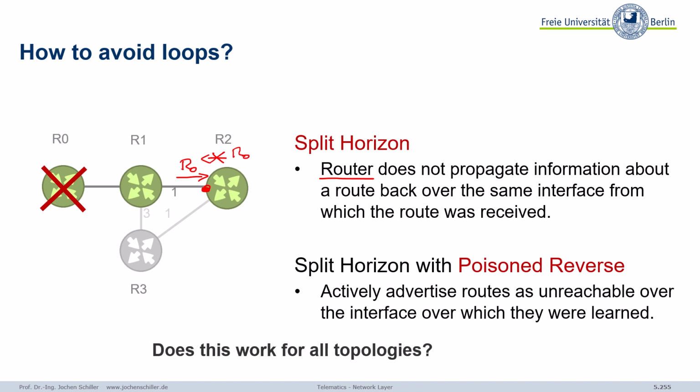And then we can also add something that's called split horizon with poisoned reverse. Take this as a pointer into the literature if you're interested in details. So, split horizon with poisoned reverse: we actively advertise routes as unreachable over the interface over which they were learned. That's one of the ideas, but the problem is this simply does not work for all topologies.